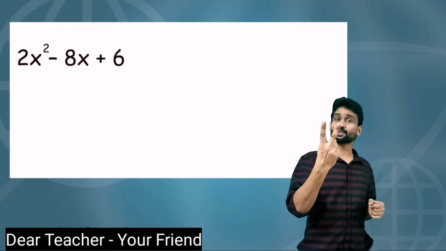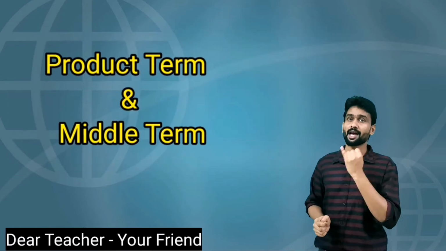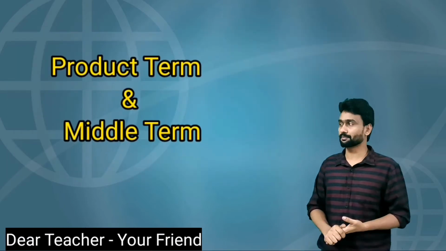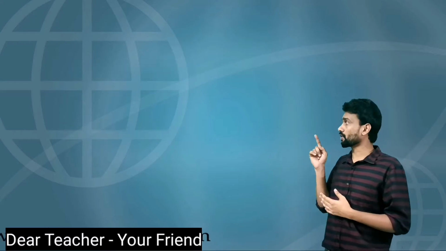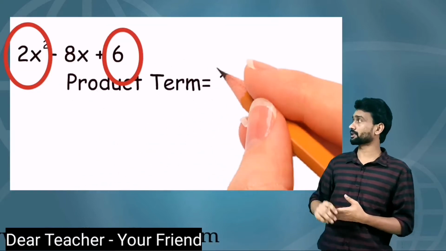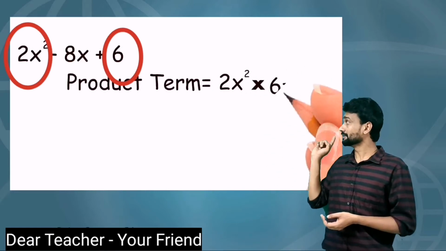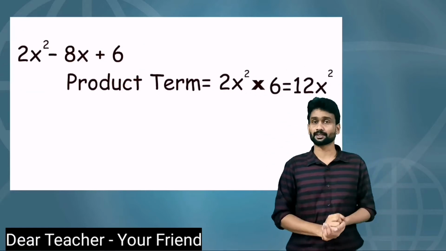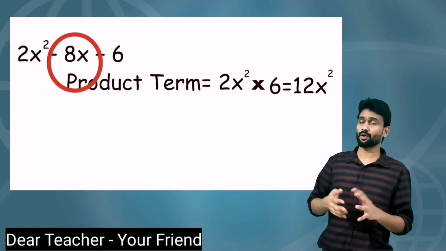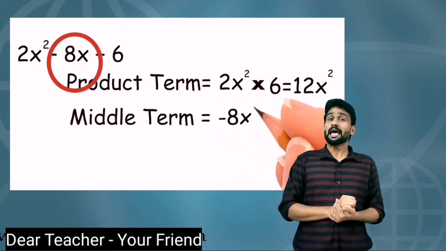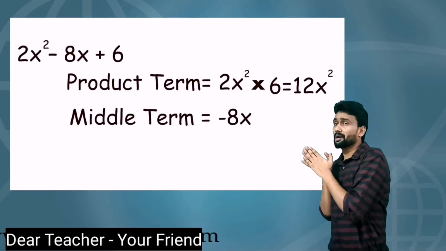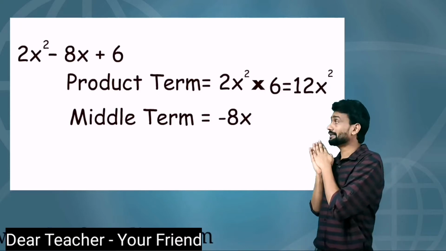Here I am going to use two keywords, product term and middle term. What is meant by product term? The x square term and the constant, if you multiply, that is the product term. So the product term here is 2x square into 6, which equals 12x square. And the middle term, no doubt, is minus 8x. Now the product term number is 12 and the middle term number is minus 8.